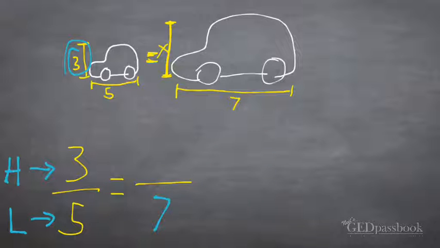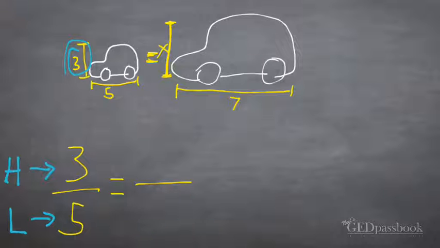Well, just ask yourself, what does the 7 represent? That 7 from the problem symbolizes the length of the new car, right? That's what I said. The 7 represents the length of the new car. So ask yourself, where should the 7 go?